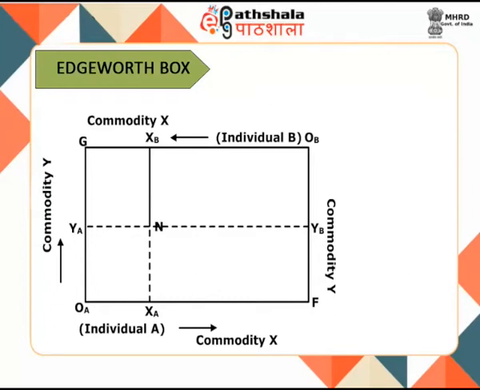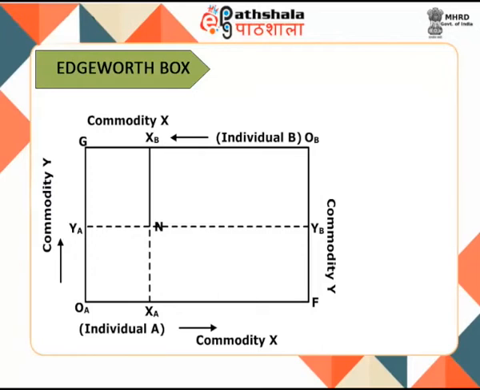fixed. The quantity of X available with the individual A is measured from left to right along the x-axis with the bottom left hand corner OA as the point of origin, and the quantity of commodity Y available with the individual A is measured along the y-axis from bottom to top with the point of origin OA.